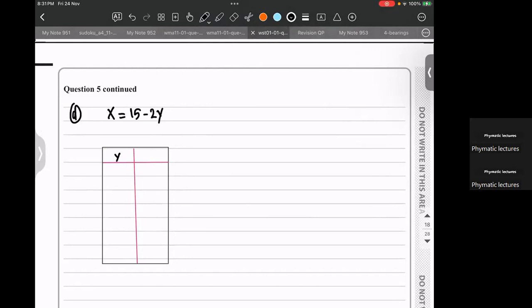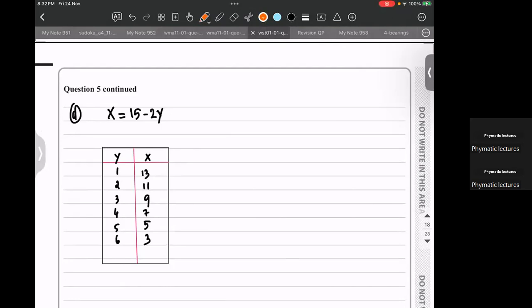So this is my y and this is x. y is taking 1, 2, 3, 4, 5, 6. The respective x values: 15 minus 2 is 13, 15 minus 4 is 11, 15 minus 6 is 9, then 15 minus 2 times 4 is 7, 15 minus 2 times 5 is 5, and 15 minus 2 times 6 is 3. So these are the respective values of x.